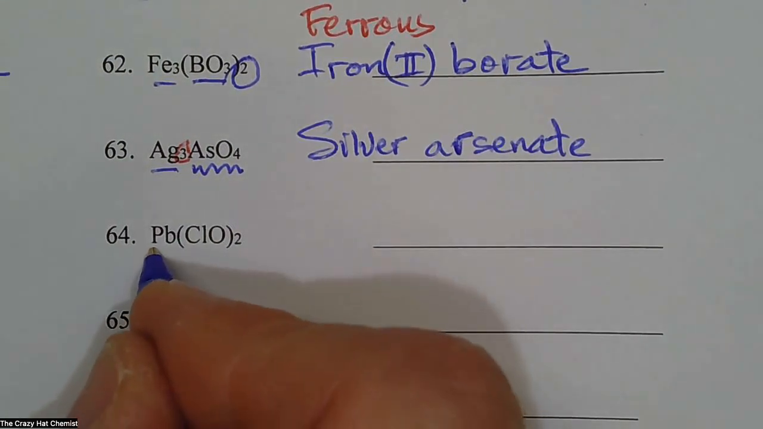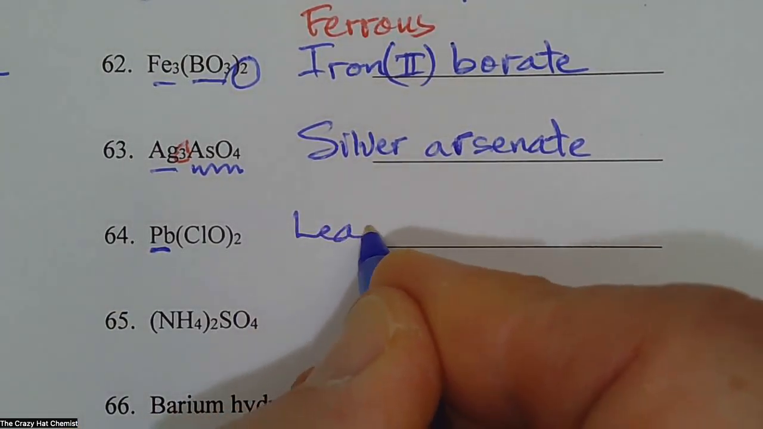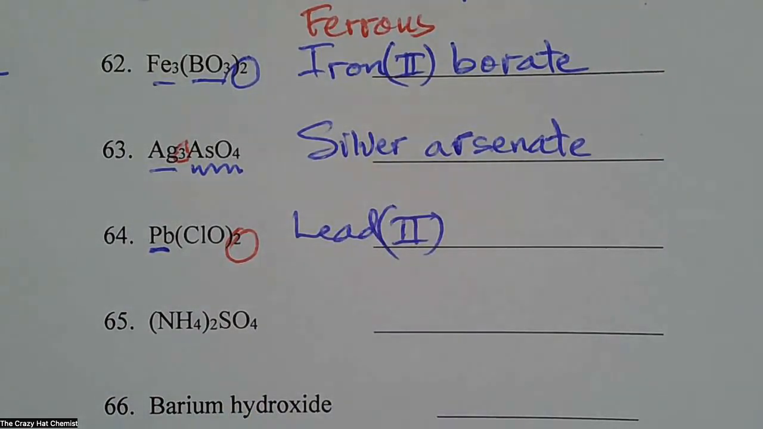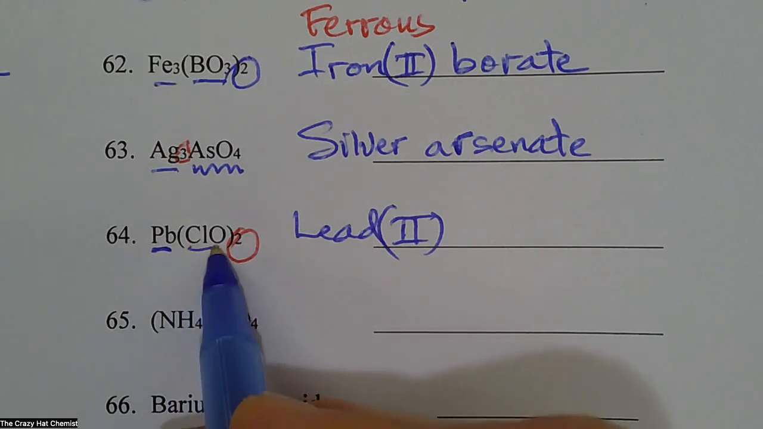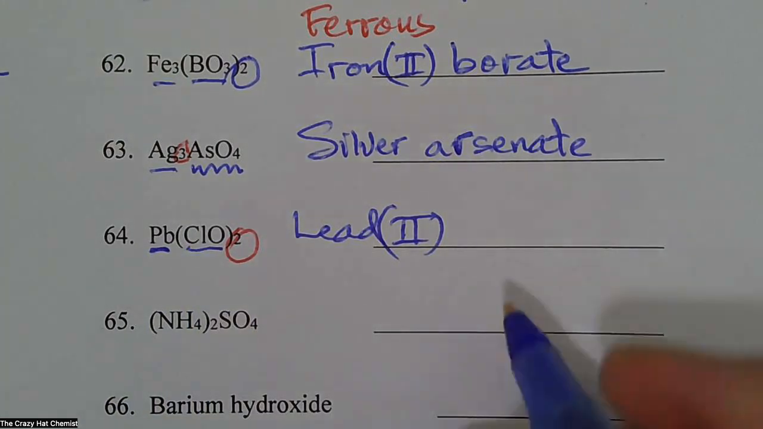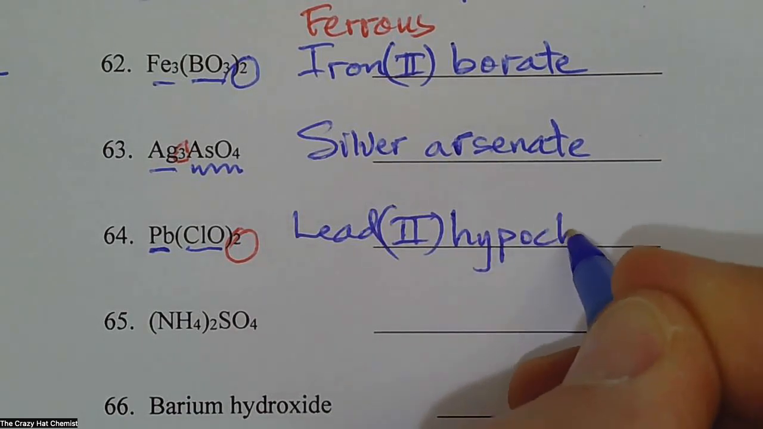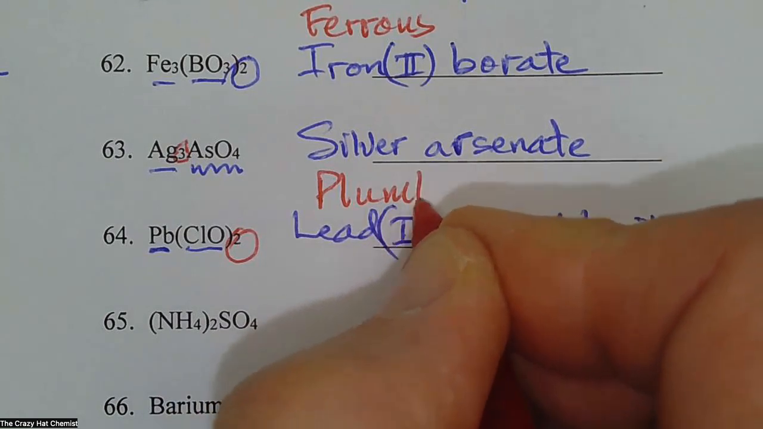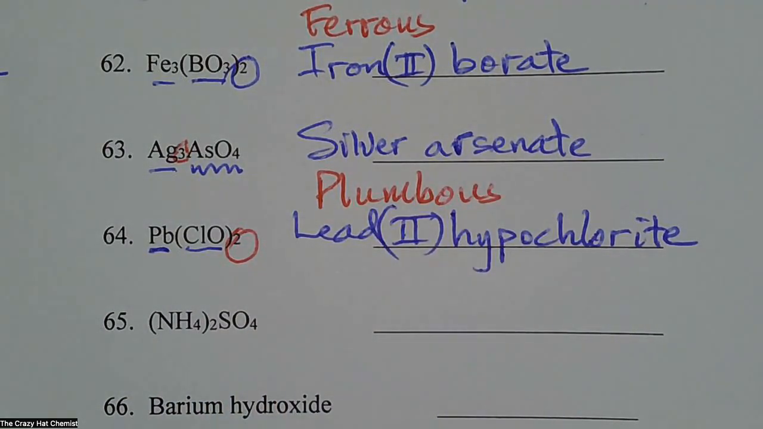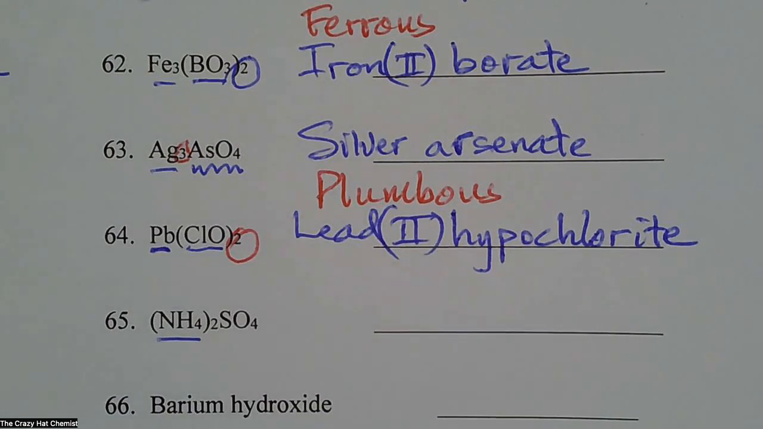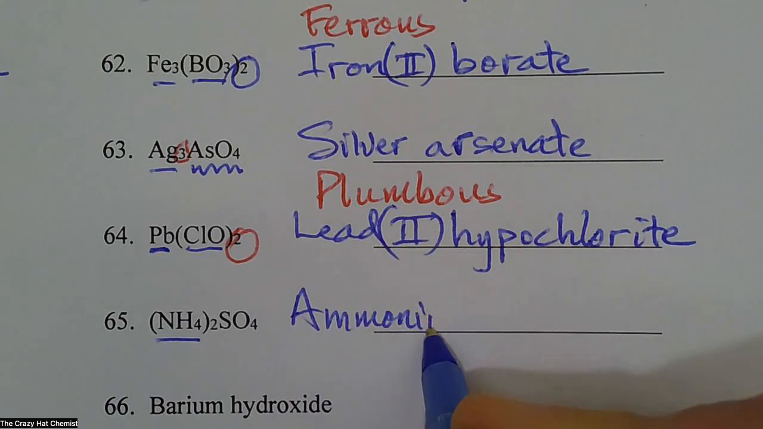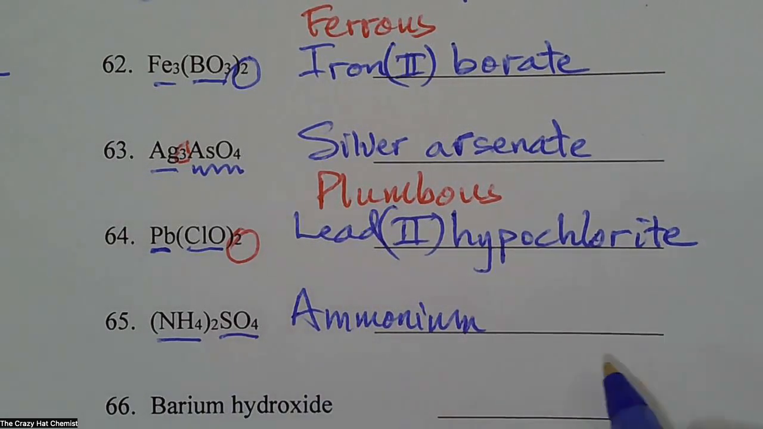And then we have Pb, that's for lead. What's the charge on the lead? Right there. Roman numeral 2. So lead, Roman numeral 2. Hypochlorite. Okay. That's also known as plumbous. Plumbous hypochlorite. Then we have the only polyatomic cation, that's ammonium. Ammonium, and that is sulfate.